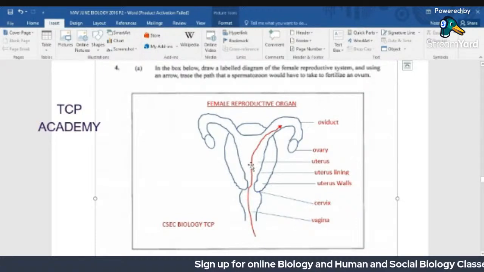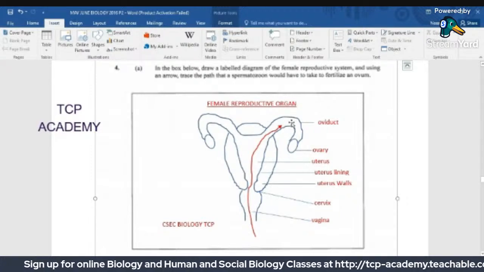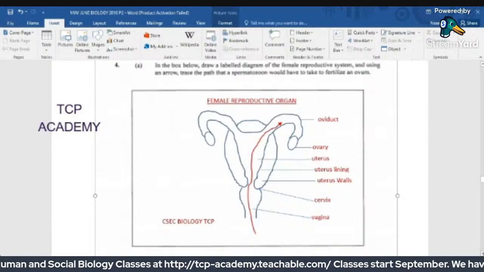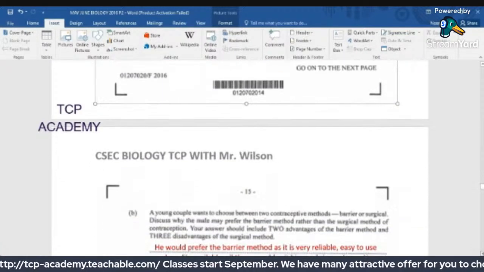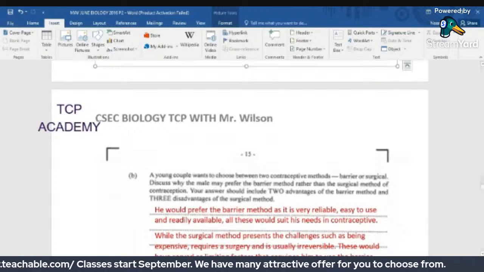And the arrow here traces the path of spermatozoa, saying that right about here in the fallopian tube we would have fertilization taking place. Make sure that you can do that in your experiment or in your exams. Now we move on down to the other question.